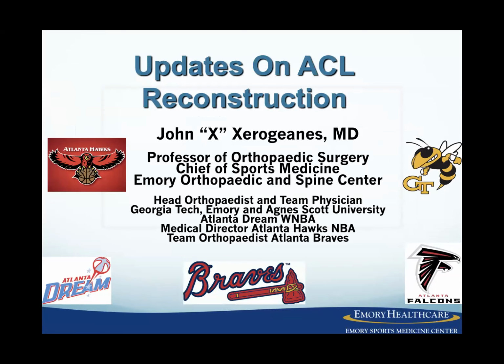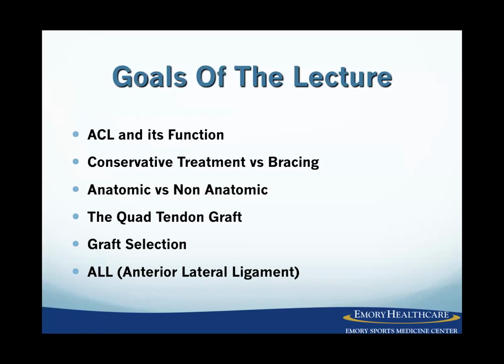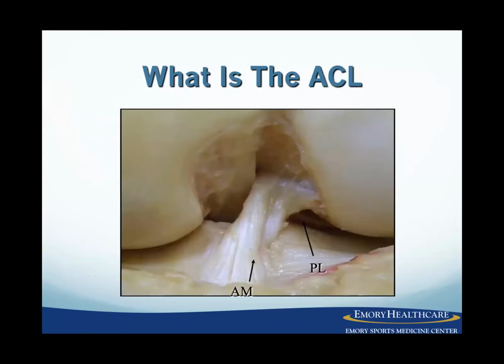Today we're going to talk about updates on ACL reconstruction. These are my disclosures. There are some conflicts here in terms of when I show you devices that we have worked on. So I can't give this talk without doing that, but I'm not mentioning names or anything. The goals of this lecture are the following. We're going to talk about the ACL and its function, conservative treatment versus bracing, anatomic versus non-anatomic ACL reconstruction, the quad tendon graft, graft selection, and then the anterolateral ligament. This is a wide-ranging talk, and I think you'll find it interesting. Some of it will be a review for you, and some of it will be new.